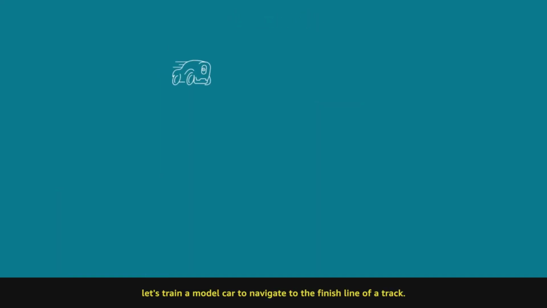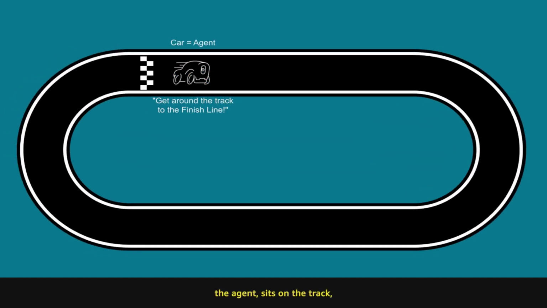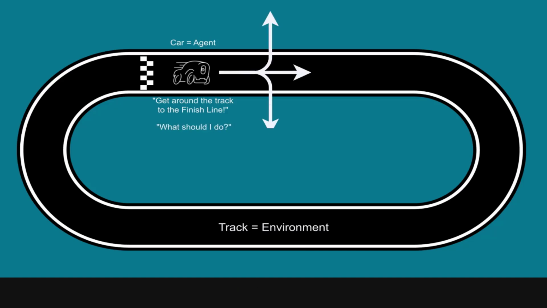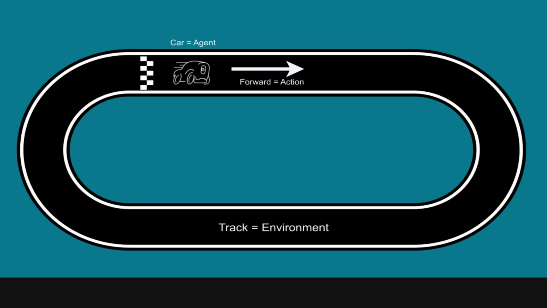For example, let's train a model car to navigate to the finish line of a track. The model car, the agent, sits on the track, the environment. Its action choices are to move forward, turn left or turn right. The car monitors what it can see of the track, the observation, and chooses to move forward, the action.